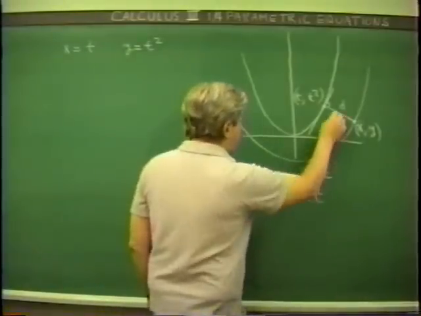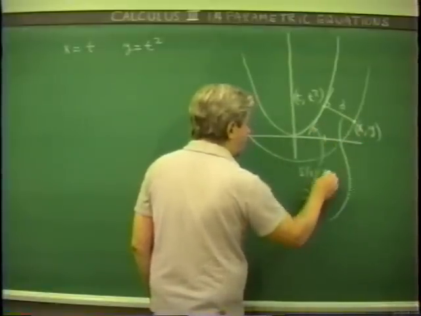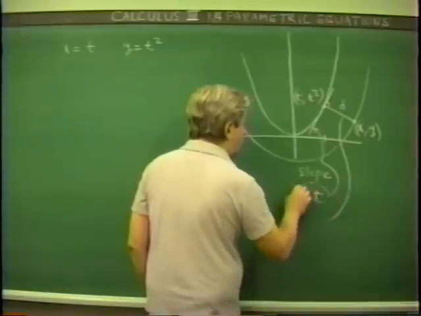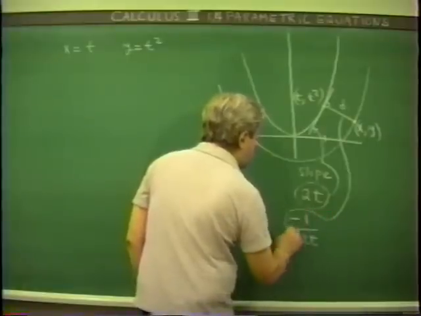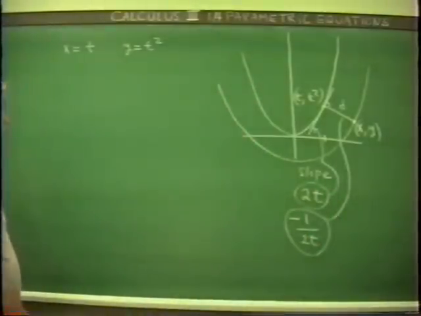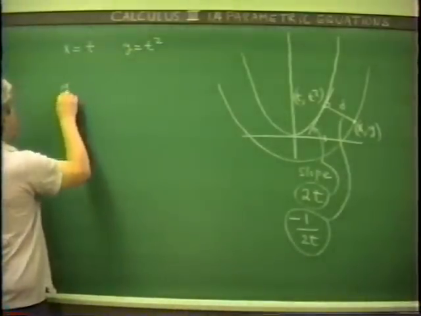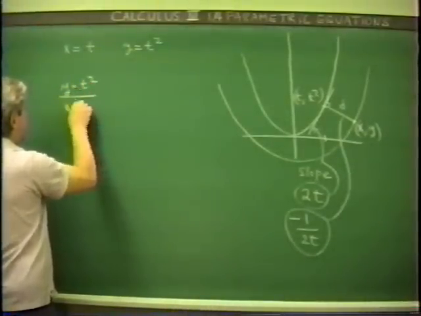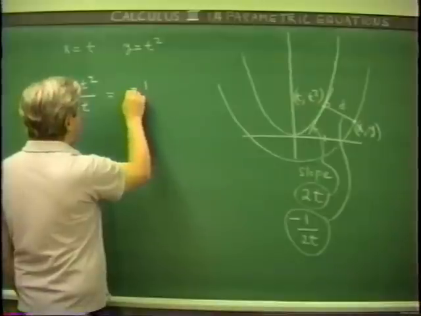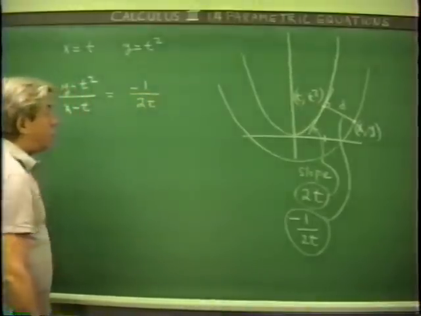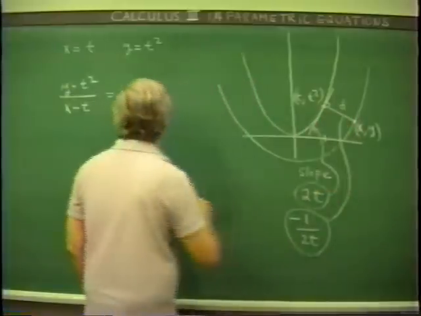Yeah? So, consequently, the slope of this perpendicular is going to be minus 1 over 2t. Right? So if we compute the slope using this point here and the point (t, t squared), we're going to get that y minus t squared over x minus t is equal to minus 1 over 2t.